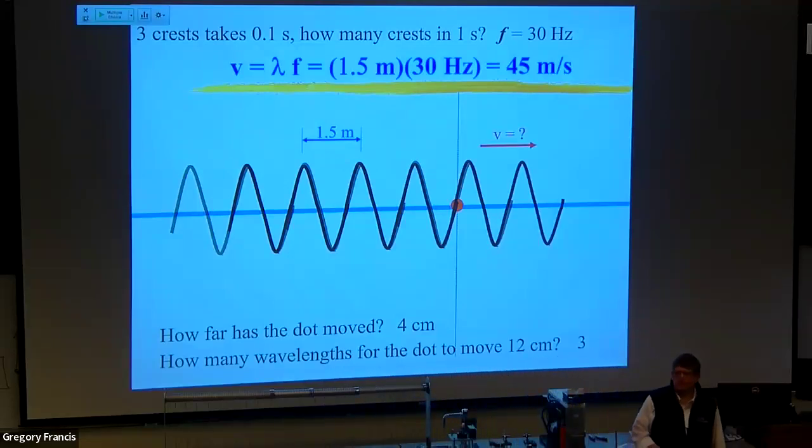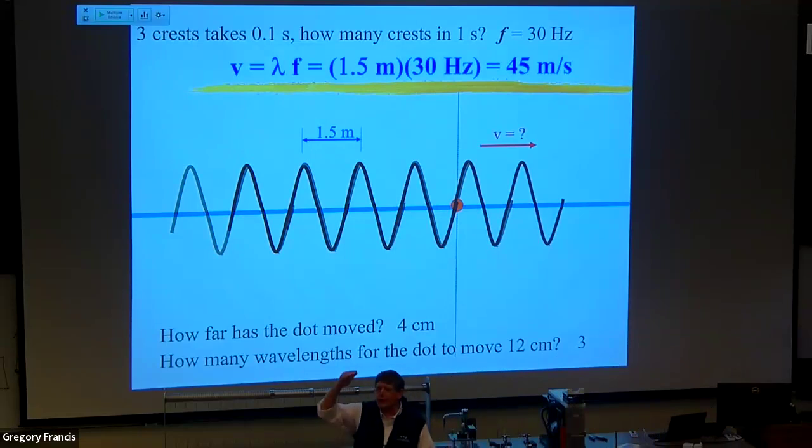Twice in one wavelength. In general, and actually there's several problems in the homework that use this, you know that something has to move 4 times the amplitude when one wave goes past. If you start at equilibrium, it's got to go up to its amplitude. It's got to go back down to equilibrium. It's got to go down to its amplitude and back to equilibrium. That's 4 times the amplitude as one wave goes past. Okay?